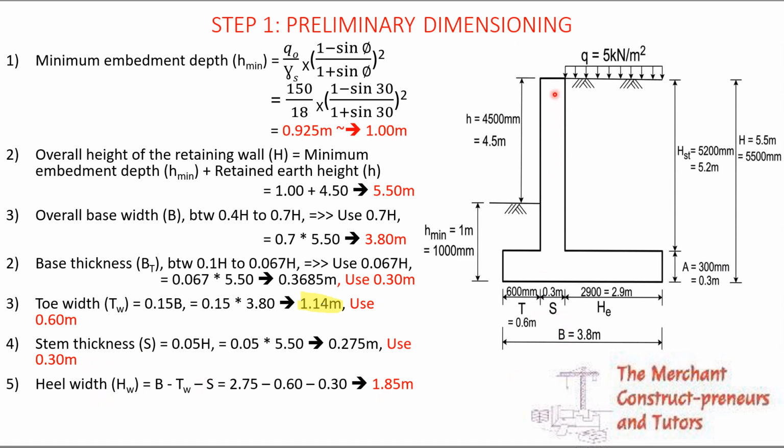The heel. Now, as I said, this is the stem. This is the toe. This is the heel. And the total of this is the base. So once you do this preliminary dimension, it guides you on what is required and expected, right? Okay.